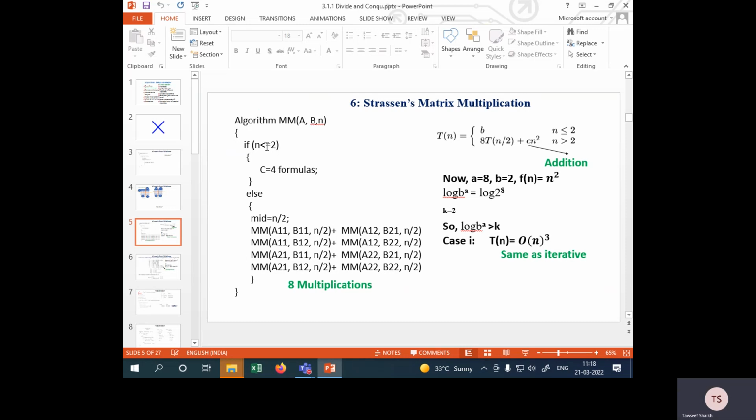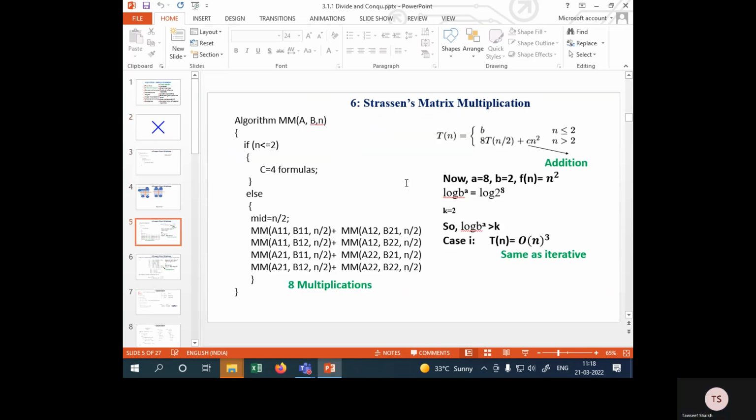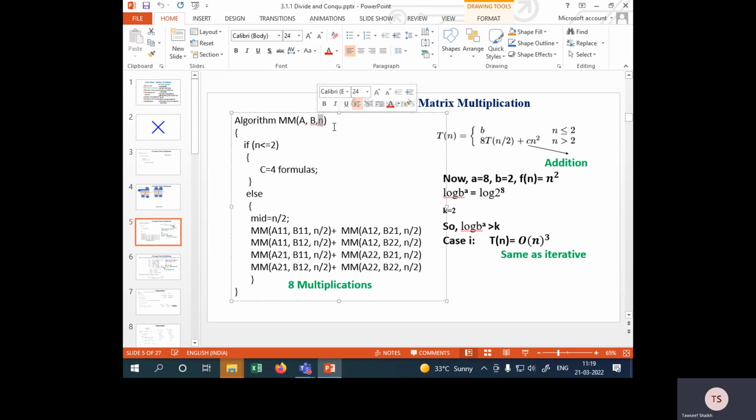If n is less than or equal to 2, अगर साइज 2 से या 2 के बराबर हो, इसका मतलब है ये स्मॉल प्रॉब्लम है, और स्मॉल प्रॉब्लम के लिए मैंने फॉर्मूला ऑलरेडी पता है. This is the formula because size is 2 cross 2 and less than that. बट चूंकि यहाँ पे जो साइज है वो n है, वो 4 के बराबर है, तो इसका मतलब है ये कंडीशन ट्रू नहीं है. That means the else part will be executed.